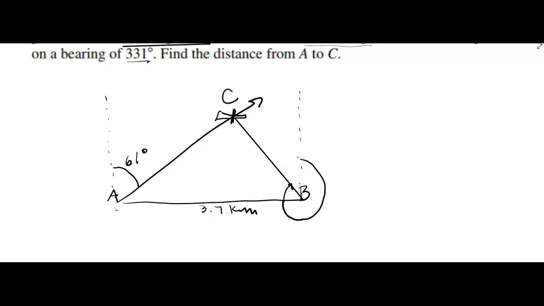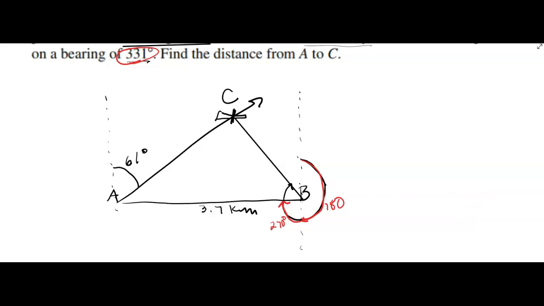So if this is 180 degrees here, and then you've got another 90 degrees there, so that's 270, and then the bearing was 331, right? So what's 331 minus 270? Well, I didn't want to write it that way.